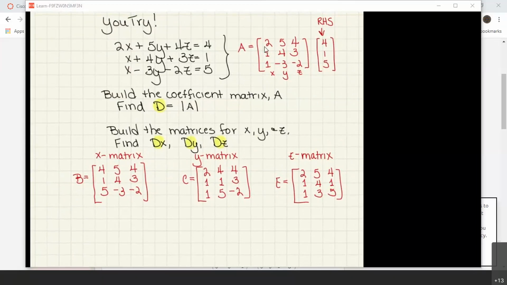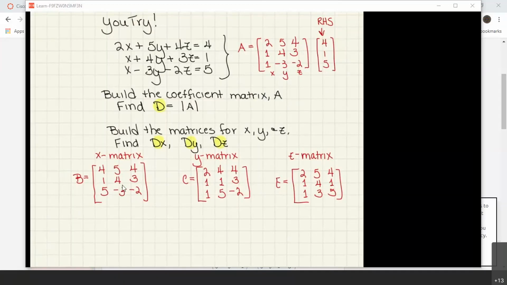Here's our system, and here's the coefficient matrix where I'm just pulling the coefficients off the left-hand sides and putting them in a matrix. So I have my X column, my Y column, my Z column. This is the right-hand side. I think I called that matrix R the last time, and that's got the 4, 1, and 5 in it. So this would be your A matrix.